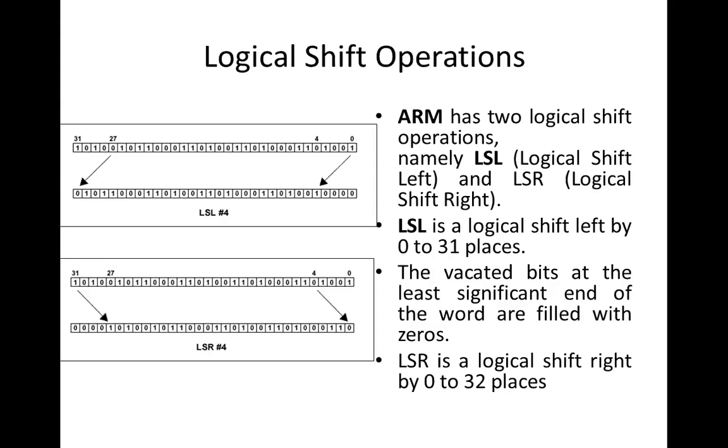The first thing that we'll be looking into is logical shift operations. Here I have two kinds. One is the logical shift left, and the other one is the logical shift right. We'll be looking into these two operations initially. So ARM has two logical shift operations: number one, LSL, which is logical shift left, and LSR, logical shift right. You can see that in these diagrams, where we have two types of shifting operations.